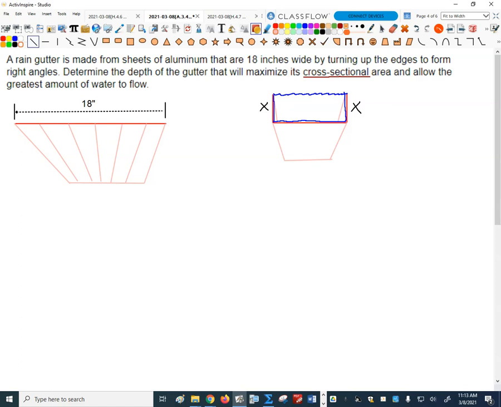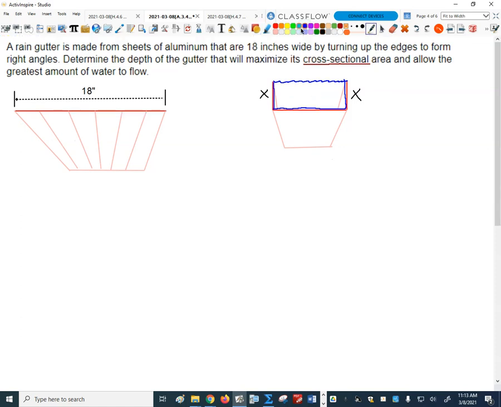Okay, so I want to be able to calculate the area of this cross section. Well, just like before, you already told me that the area of a rectangle is just length times width, or in this case, depth times width, right? The area of the cross section is going to be the depth of the gutter times the width of the gutter. Well, what's the width of the gutter going to be?